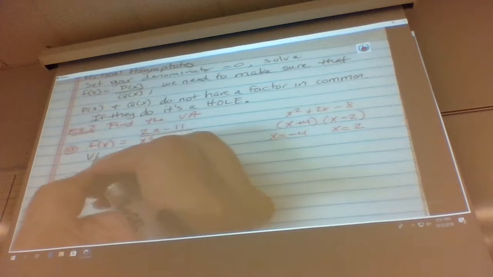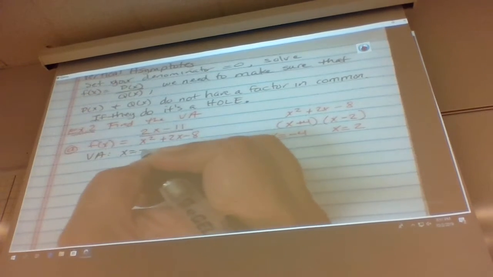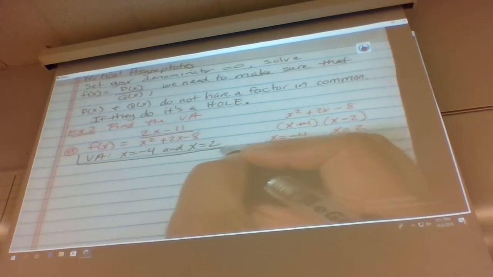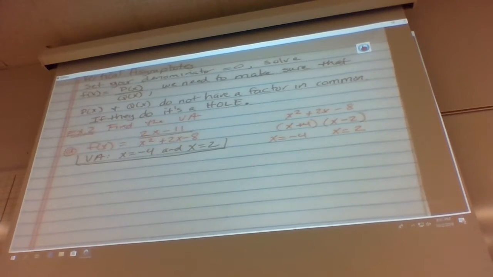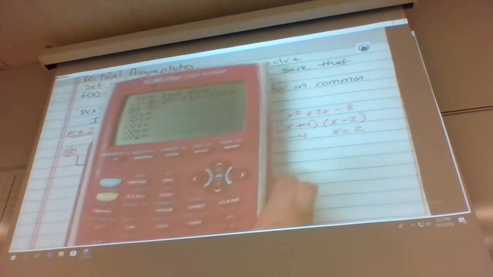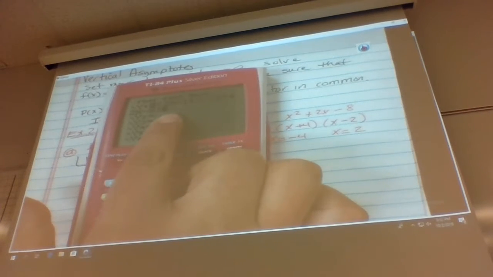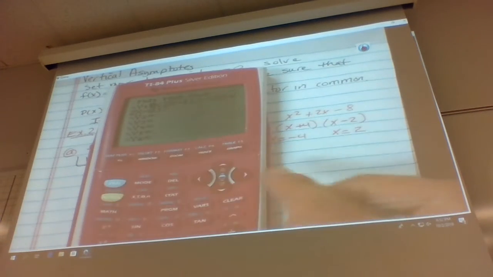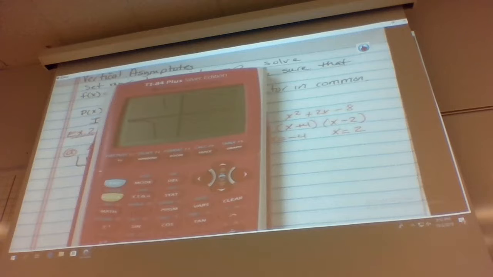Let me just show you. I'm inputting it, changing it over here. When you plug it in, you have to put parentheses around your numerator over your denominator. And if I graph this, at negative 4 there's an imaginary line right there, and at positive 2 there's an imaginary line. Your graph does not cross or touch that.